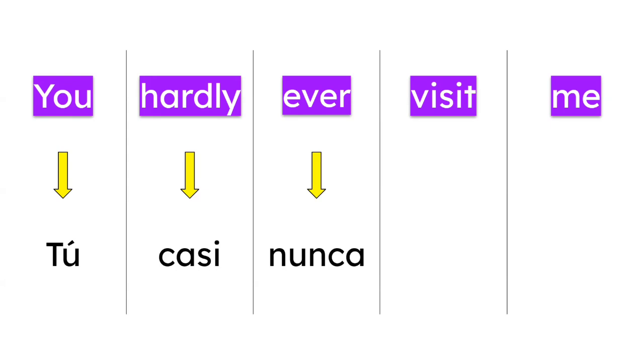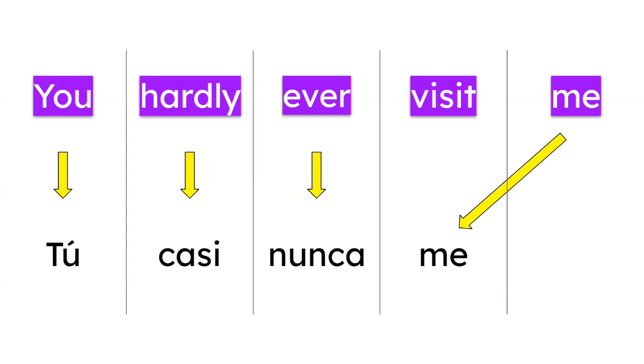Literally, casi nunca means almost never. But since it's less frequent to use almost never, and it's more common to use hardly ever, I'm using this. In Spanish, casi nunca is the best option. We don't have anything more common to say. So this is very native. Tú casi nunca me. Perfect.